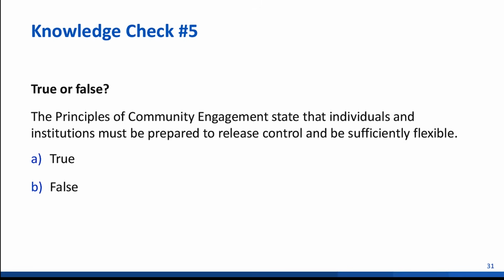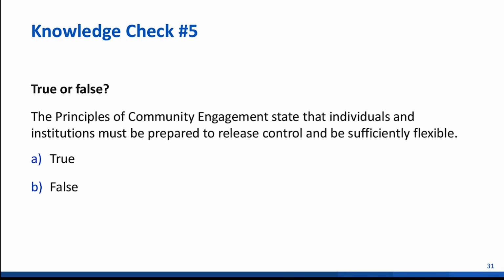This is the 5th knowledge check. Is the statement true or false? The principles of community engagement state that individuals and institutions must be prepared to release control and be sufficiently flexible. A, true. B, false. I will pause for 5 seconds to give you a chance to select the correct answer. Answer A is true, and this is Principle 8.